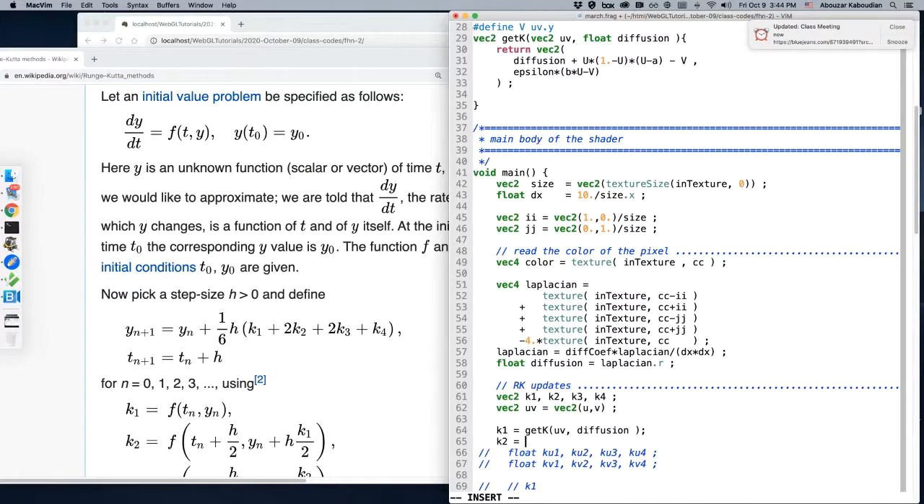For K2, UV, I have to add half of DT times K1 and then diffusion. For K3, I have to add half of K2. For K4, I have to add a full K3 here.